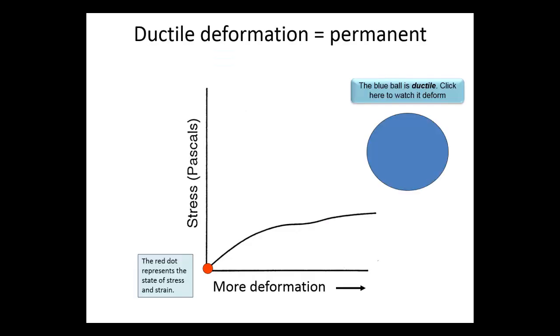The second important style of deformation is called ductile deformation. Ductile deformation is permanent. The material doesn't rebound when the stress is released. Click on the blue box to see the blue ball deform in a ductile fashion. Notice that when the stress is released, the red dot, which indicates the state of stress and strain, simply drops vertically to the x-axis. This is because during this phase the stress is decreasing, but the strain isn't changing. Lots of common materials have ductile behavior, like clay.